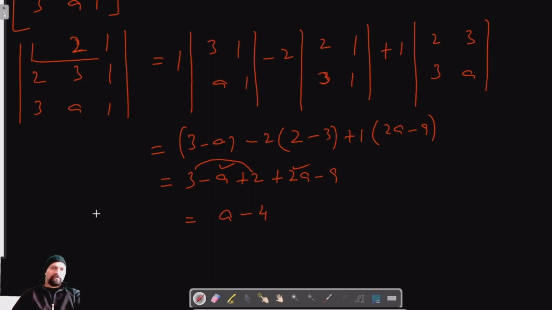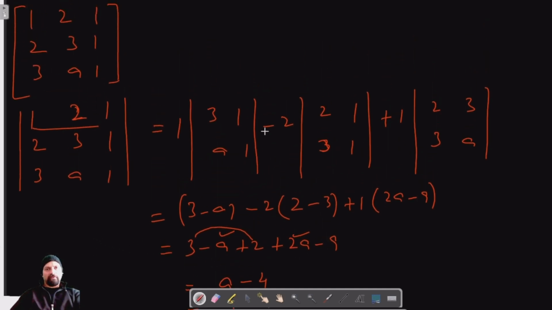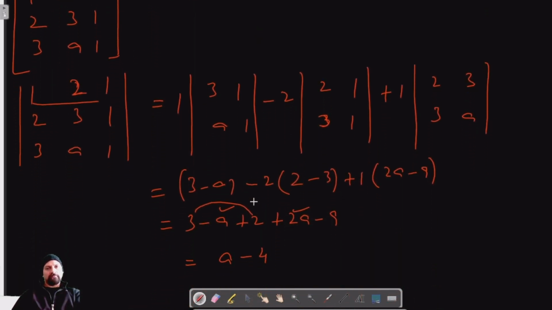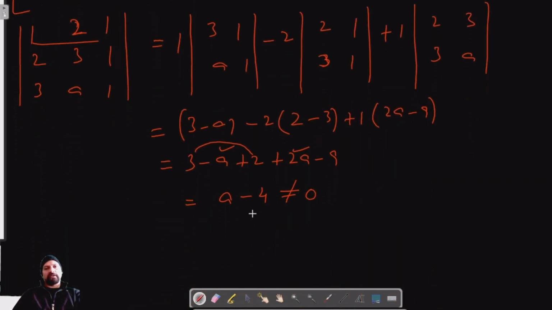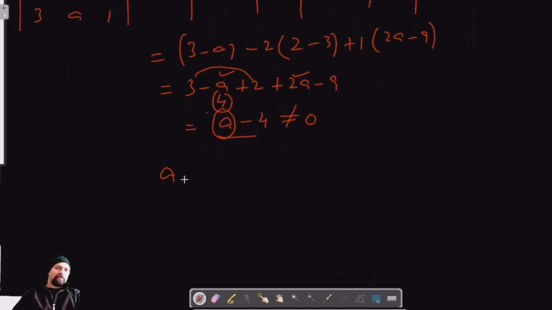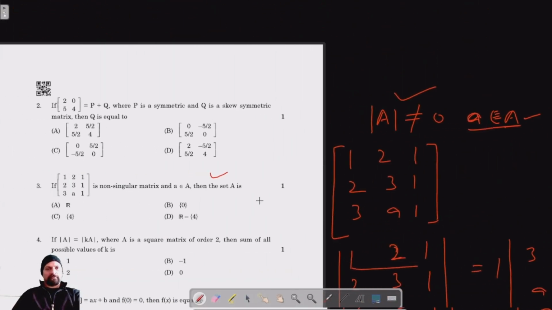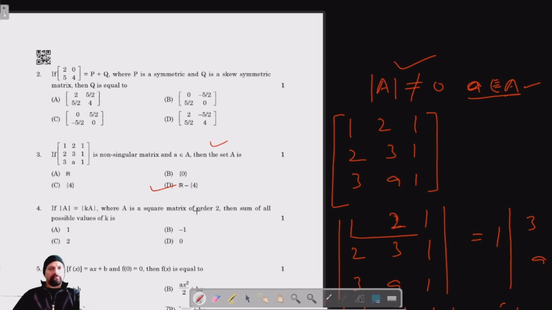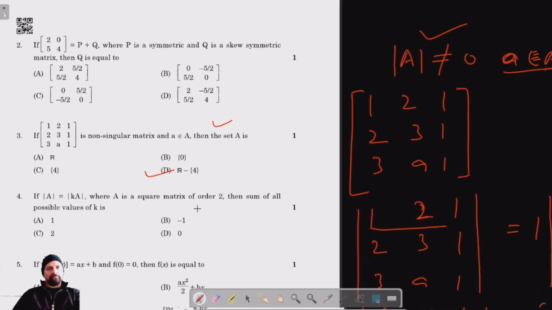So this is the determinant of the matrix, a minus 4, and it's non-singular, so its determinant should not be equal to 0. That means we can have all real numbers here except 4, because if we have 4 here, that will make it 0, and then it will not be a non-singular matrix. So a belongs to all real numbers except the set {4}. So our option is option D, all real numbers except 4. And let's move on to question number 4.